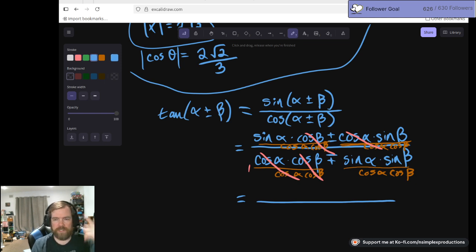And then we've got the sine of alpha over cosine of alpha, which is going to get us a tangent of alpha times 1 plus or minus. Sine of beta over cosine of beta is going to be tangent of beta, divided by 1 minus plus. This is the tangent of alpha times the tangent of beta.